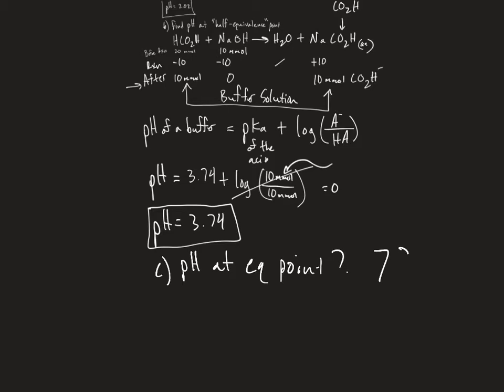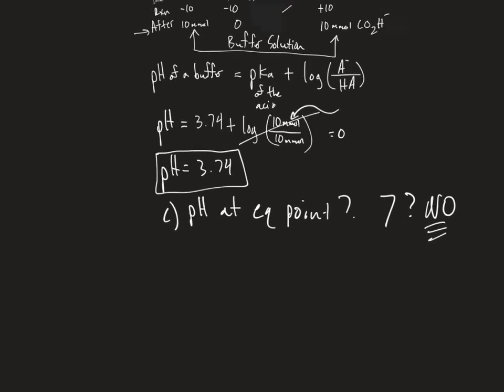Seven, right? No. 7 perhaps for strong acid, strong base. Don't think the pH at every equivalence point is 7. The pH for strong acid, strong base titrations is 7. But for us, let's think about what this is actually asking us.